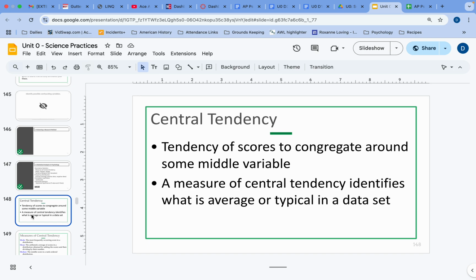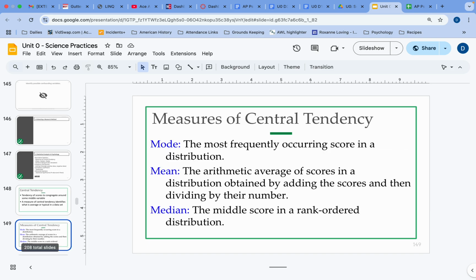So again, central tendency, as it says right there, a measure of the tendency of scores to congregate around some middle variable. Again, we'll see some examples. Mode, if you have a number that comes up over and over and over, it's probably your mode. If something else happens more often, then that's your mode. And again, the mode is appropriate with bi-modal distribution. When you have two bumps, there has to be a valley between them, though.